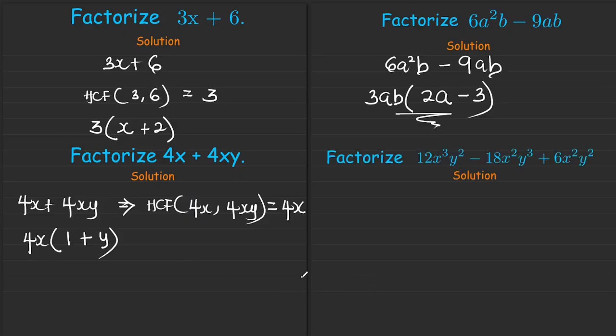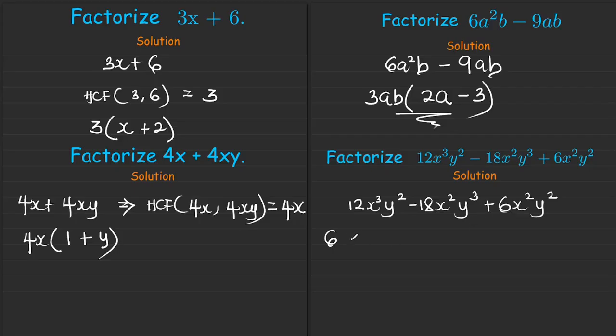So in our last example here, we are looking at 12x cubed y squared minus 18x squared y cubed plus 6x squared y squared. How do we go about such an expression? So the first thing we need to look out for is the coefficient. We have 12, we have 18, and then we have 6. What is their highest common factor? The highest common factor of all of this is our 6, because 6 divides 12, it divides 18 and also divides 6.